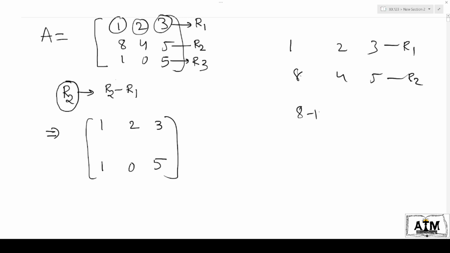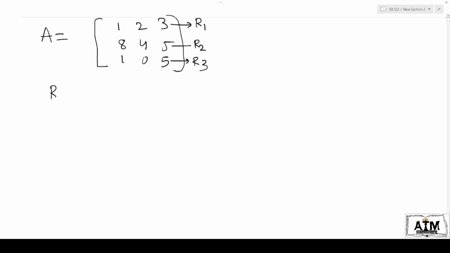So R2 is 8. From 8 you subtract 1, that is equal to 7. And here R2 is 4. From 4 you subtract R1, that is 4 minus 2. And here R2 is 5 and R1 is 3, so subtract 3 from 5. So here we get 2 and here also we get 2. So what is the result? 7, 2 and 2.